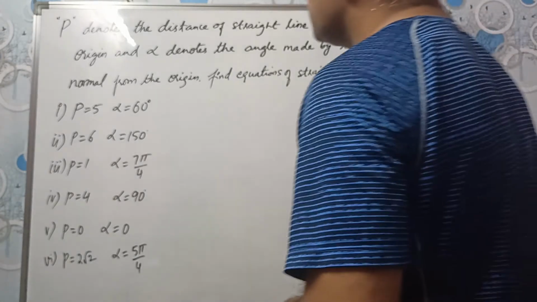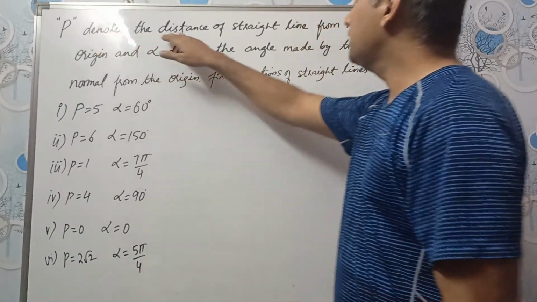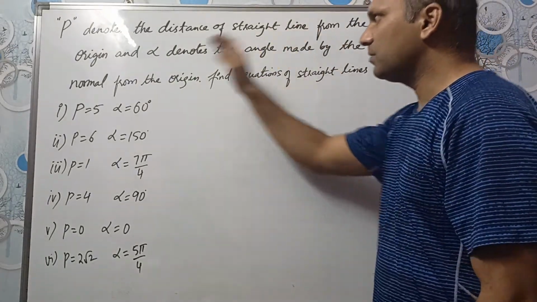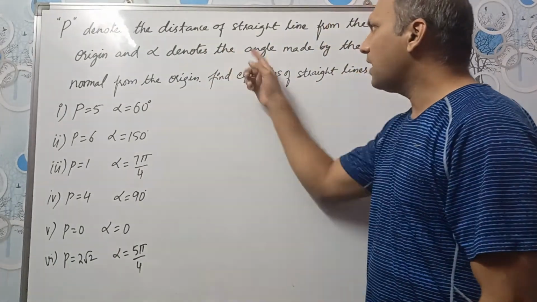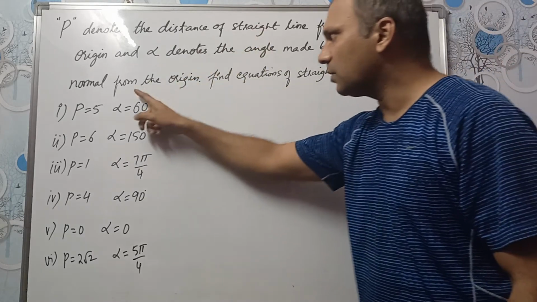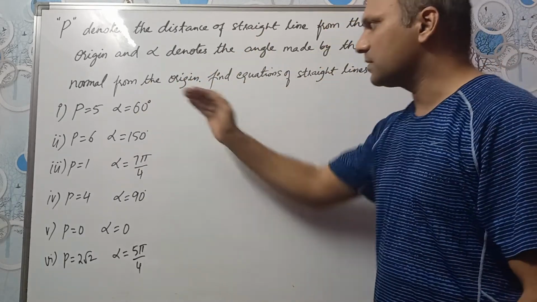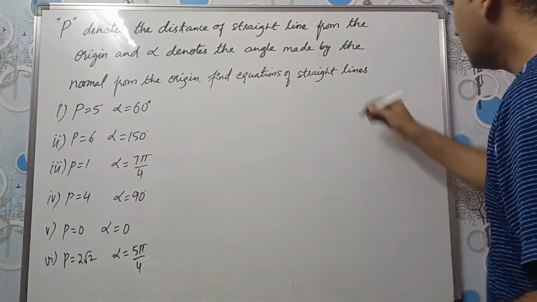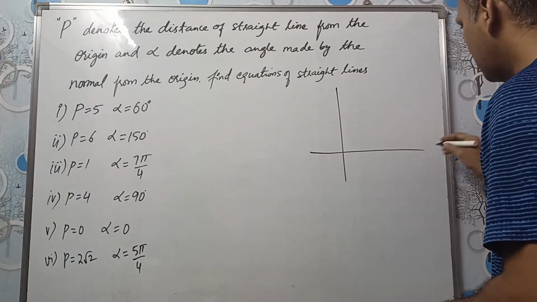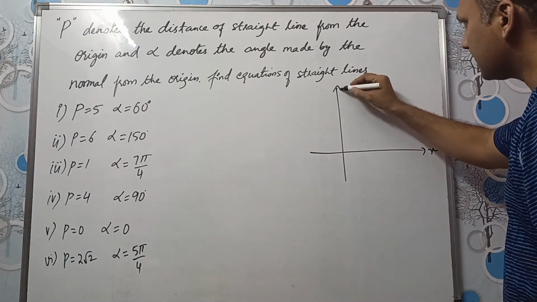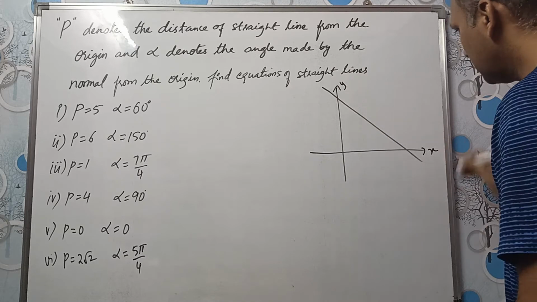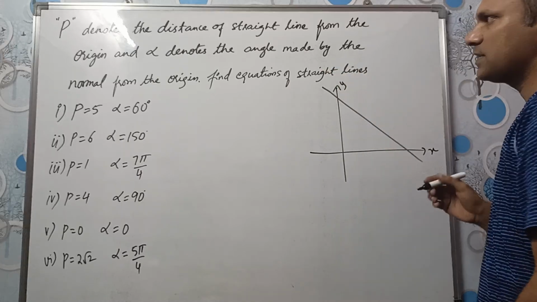Okay, let us solve this problem. P denotes the distance of the straight line from the origin and alpha denotes the angle made by the normal from the origin. Find the equations of the straight lines. Okay, see, this is the x-axis, this is the y-axis. Okay, we need to find the equation of this straight line.